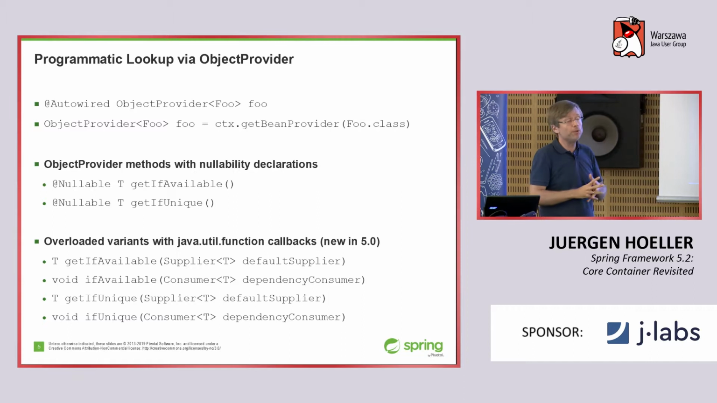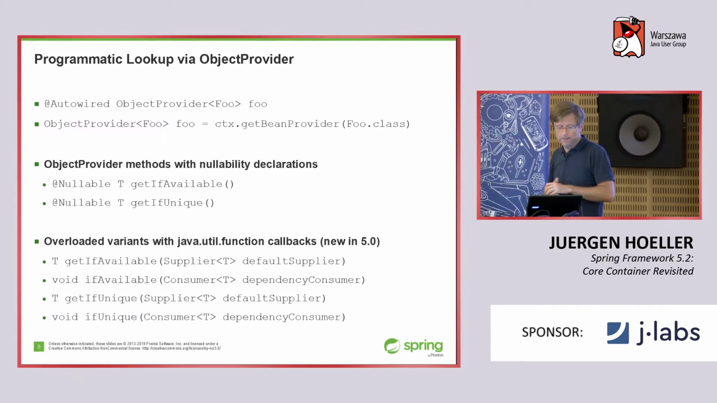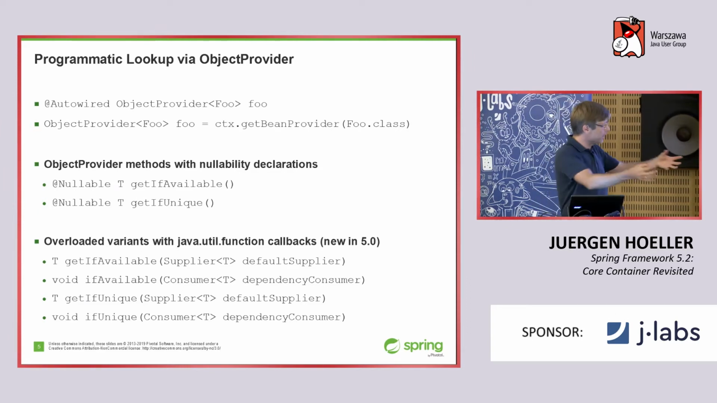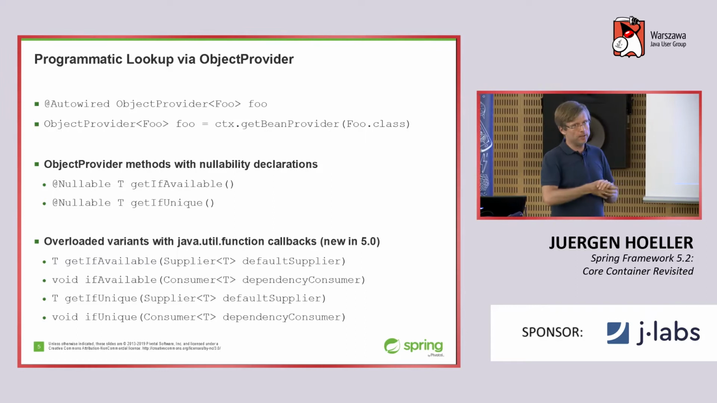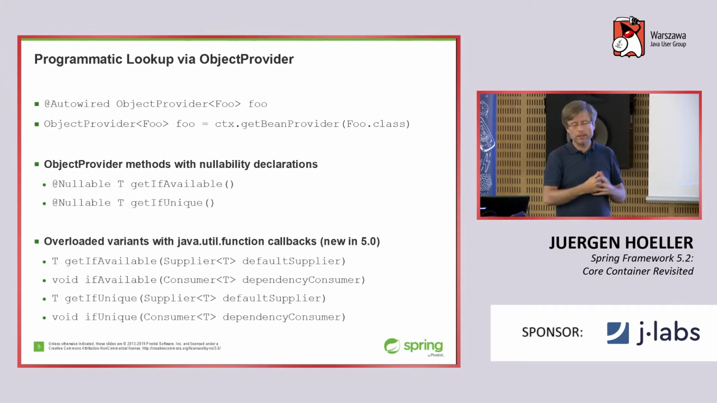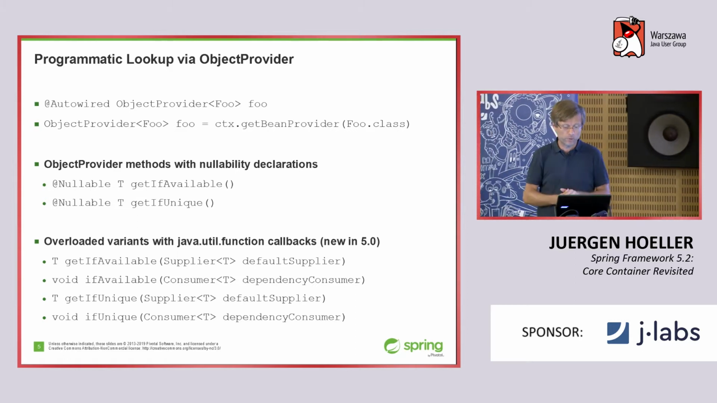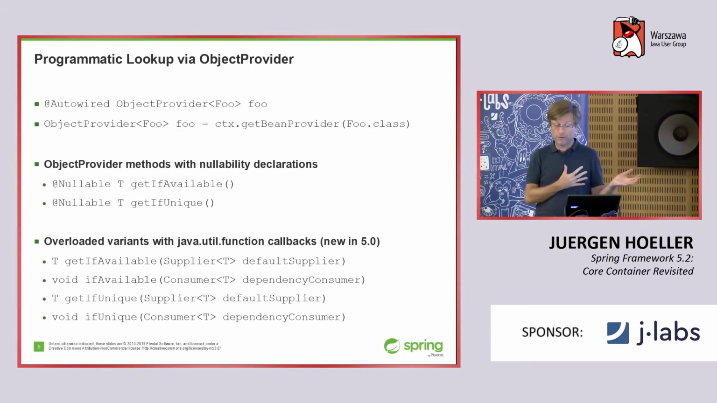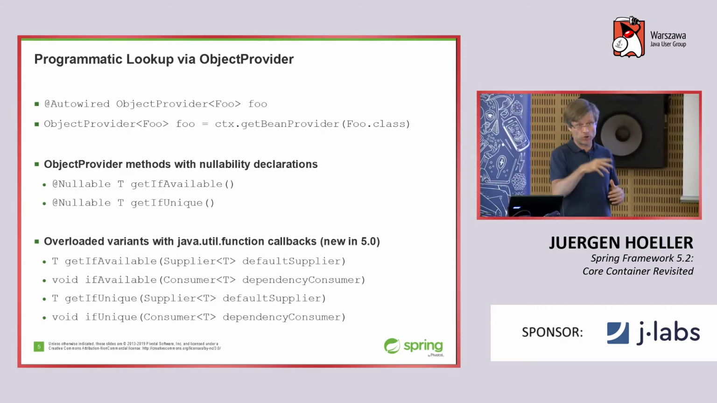The same for getIfUnique. That is also a Spring Framework 4.3 method, enforces an instance only to be returned if there's one and only one matching instance in the application context, and otherwise you get null. So both of them have to be annotated as @Nullable, which means you can't assign them to a non-null declaration in Kotlin. You can't make safe non-null assumptions in your Java code either.